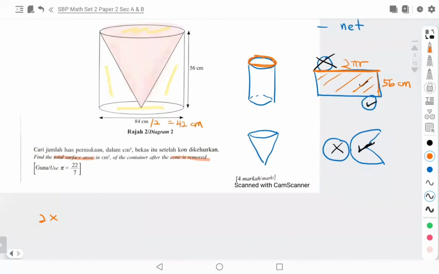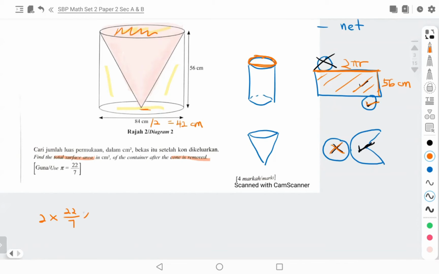Oh, there's 2 circles. One circle here is already removed. You see the pink color one? So the balance is only at the bottom. So later we will calculate. Okay, so we calculate the rectangular shape first.